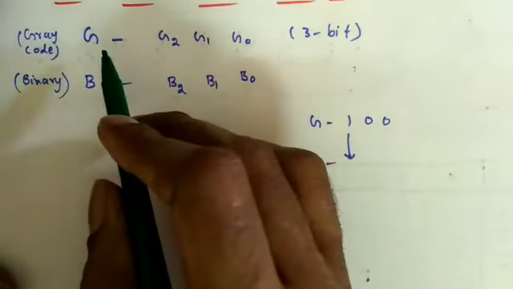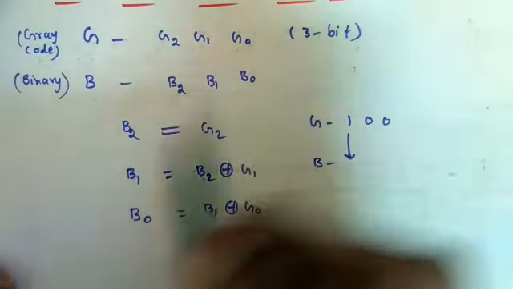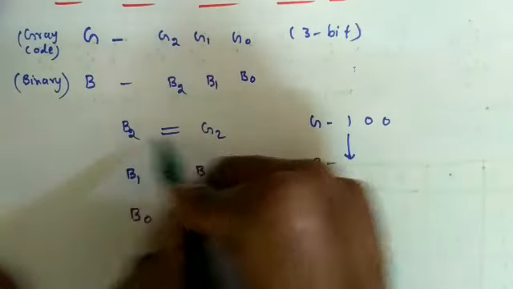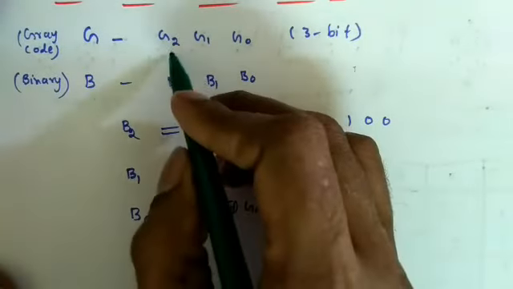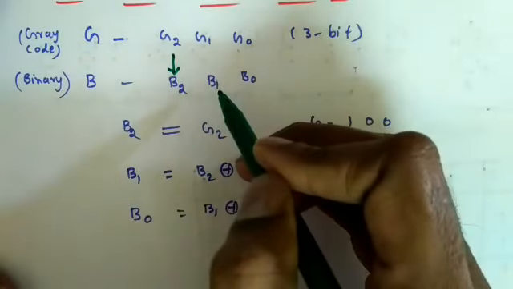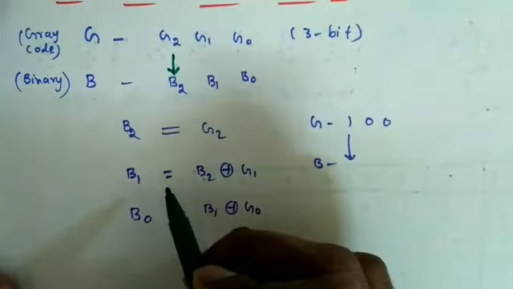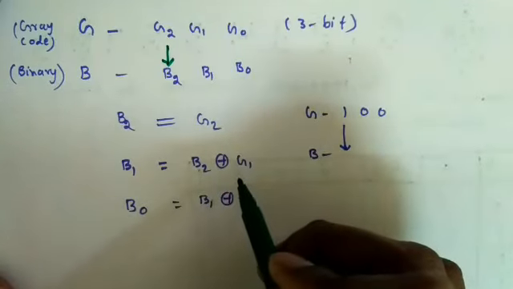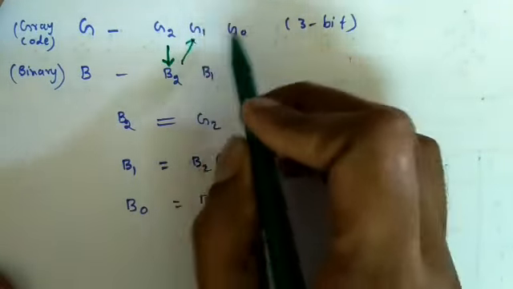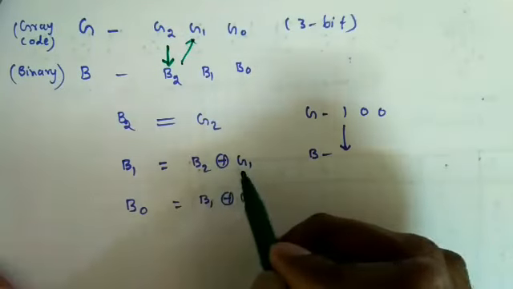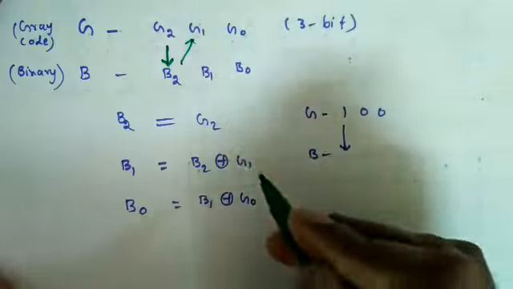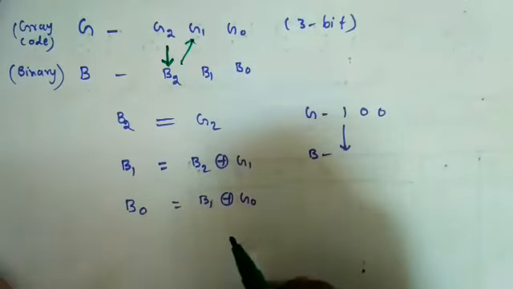Suppose we are having gray code, that is G2, G1, G0, which is 3-bit. If I want binary, what is the procedure? The MSB, that is B2, is the same as G2. To get the next bit of the binary, we have to perform the XOR operation between the resultant and the next bit in the given gray code, that is B2 exclusive OR G1, or we can say simply addition. Whenever we are doing the addition, that will be performed by the XOR gate.